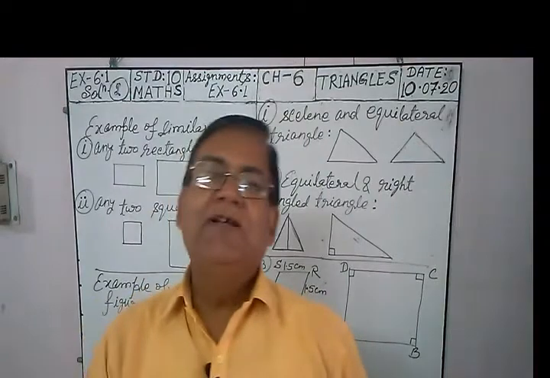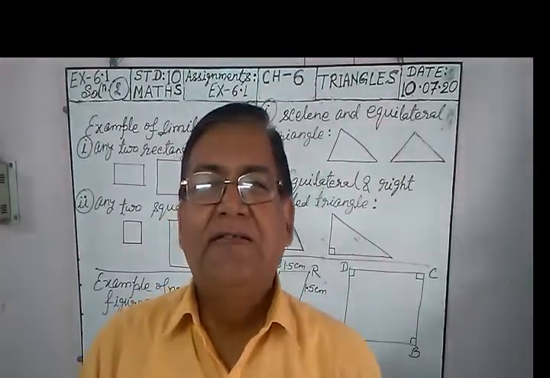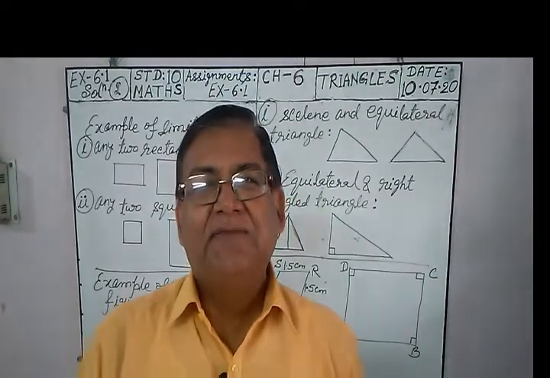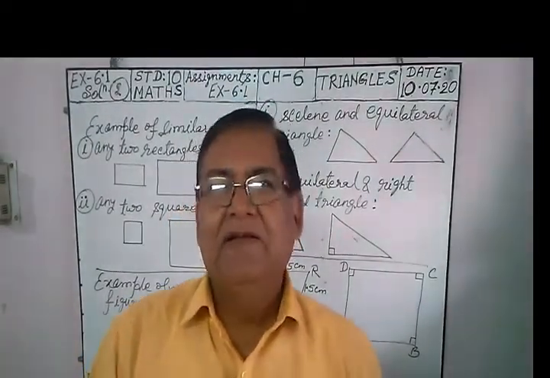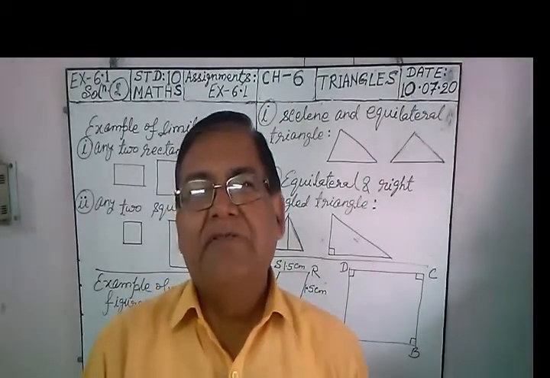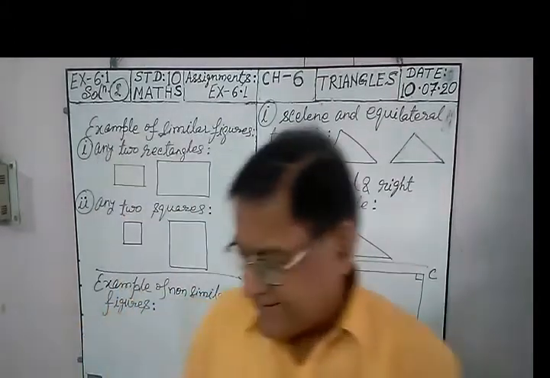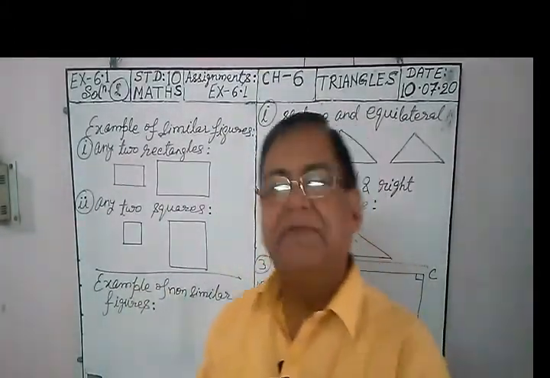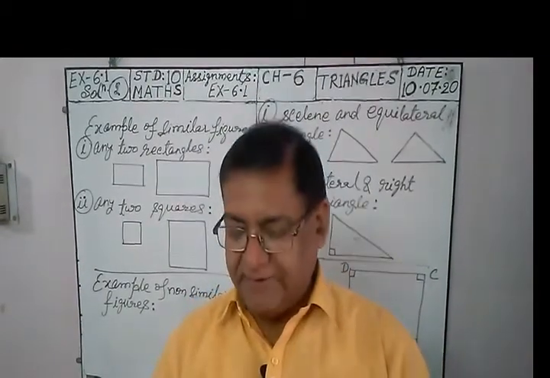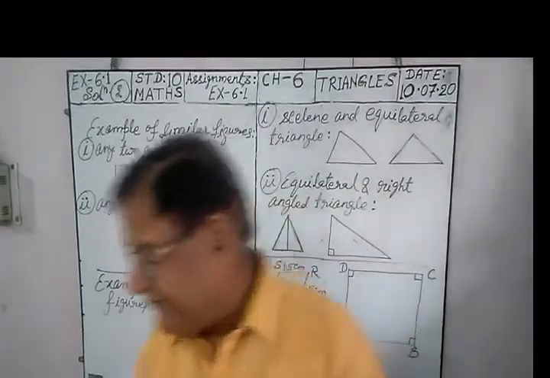We were doing triangles and we have already completed Thales theorem and the converse of the Thales theorem. Today we will start exercise 6.1. Let us see, starting with sum number 2. In sum number 2, you have to give 2 examples for similar figures and 2 examples for non-similar figures.